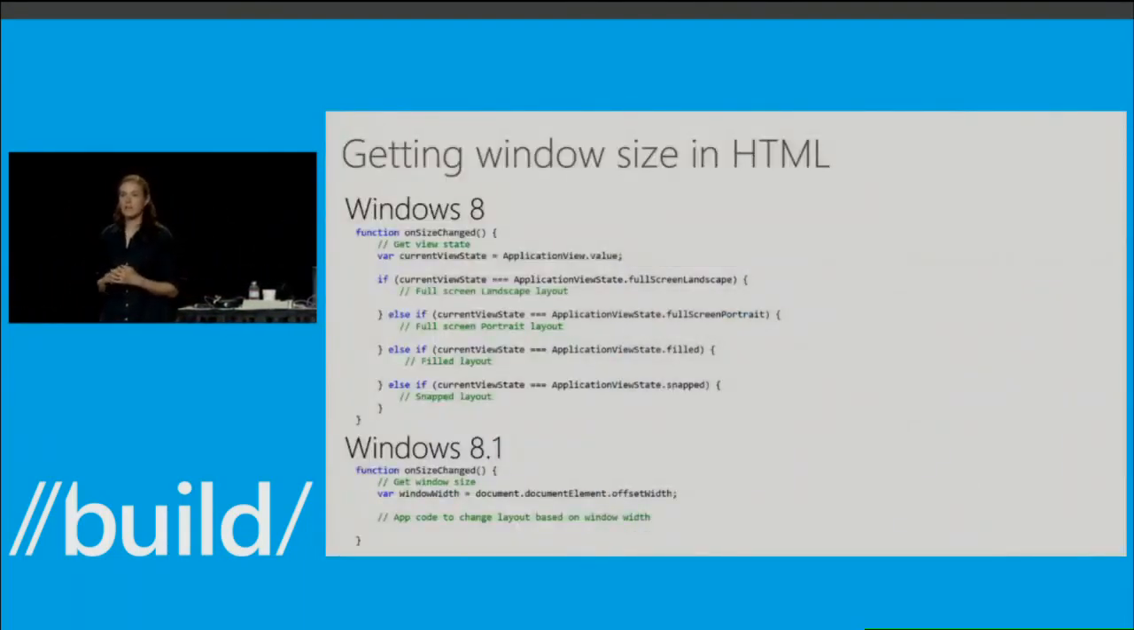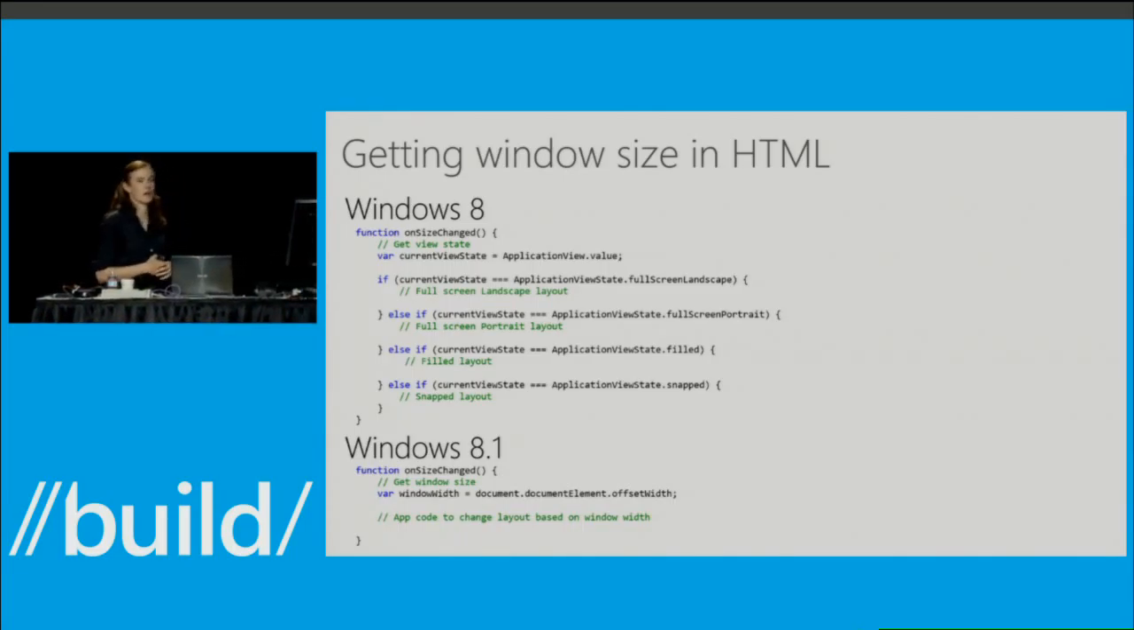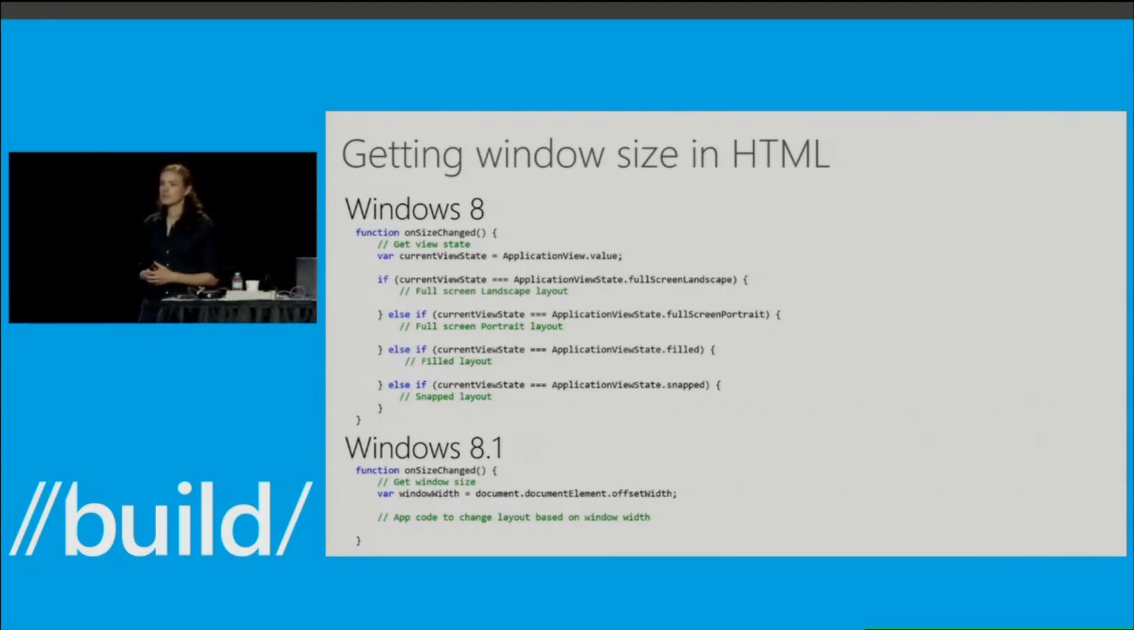Okay, so let's talk about the code that you're going to have to change to support these different window sizes. If your app is HTML, it used to be that you would call application view.value, and you would get these different states, 4 different states, and you would do different things based on these states. No longer do we do these 4 different states.